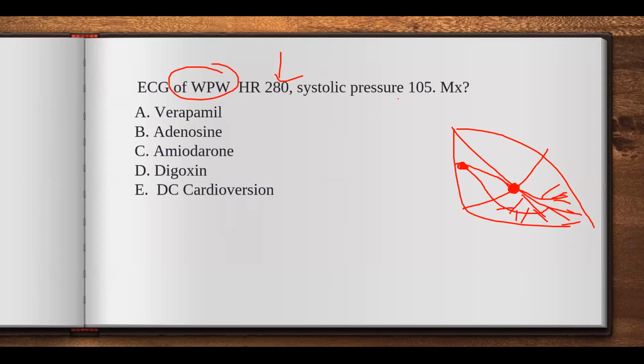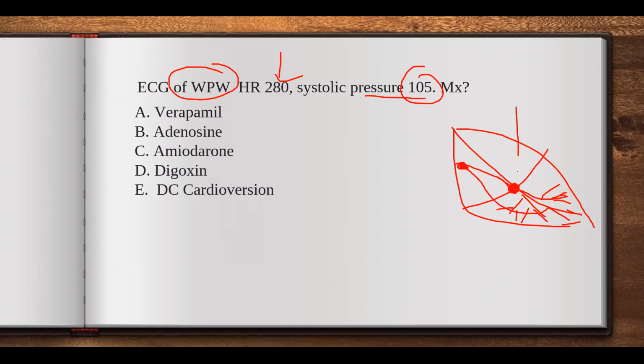Now, in the treatment, again, if this patient is unstable, we go for DC cardioversion, same as SVT or AF. But this patient's systolic blood pressure is good, 105. So no problem, you don't need to go for any DC cardioversion. Now that we know this is a stable patient, medical management will be our choice.